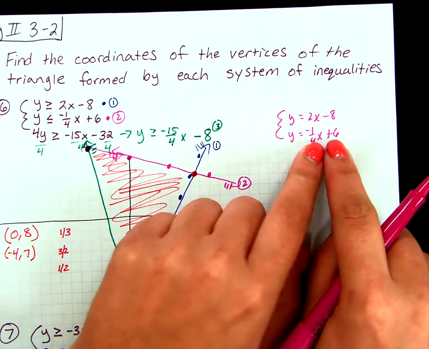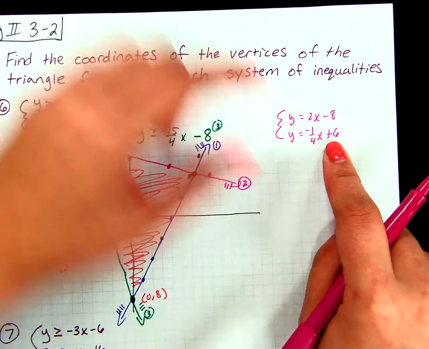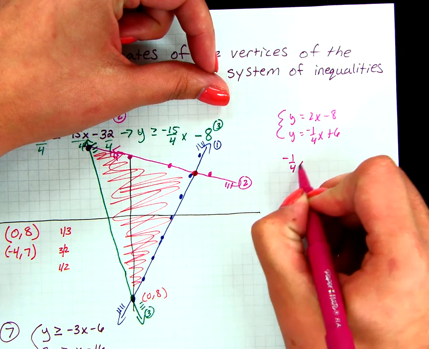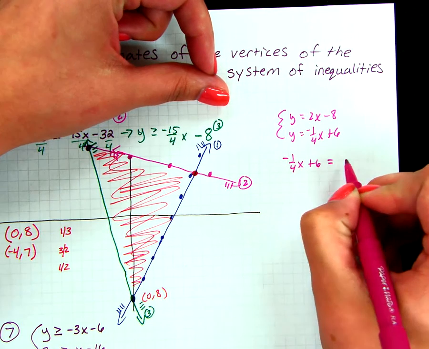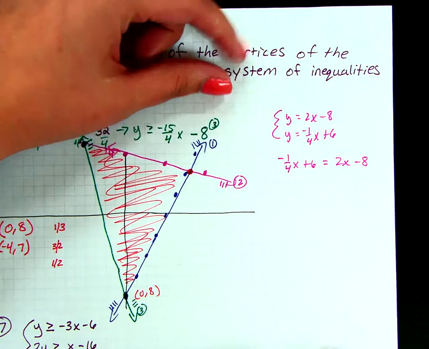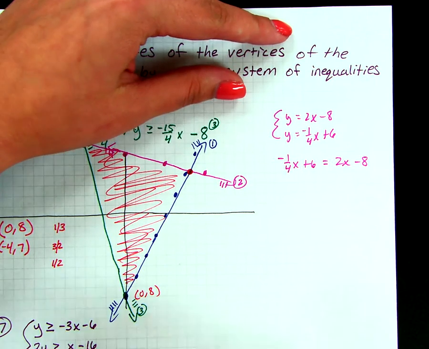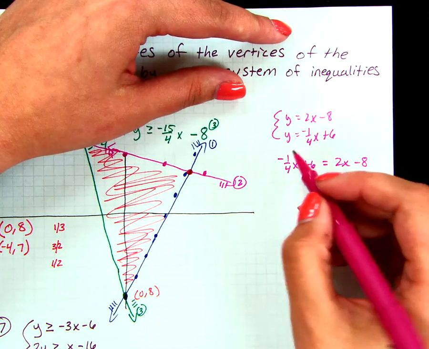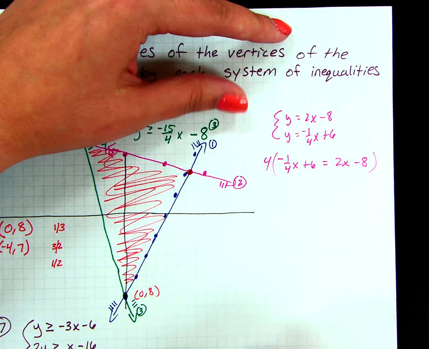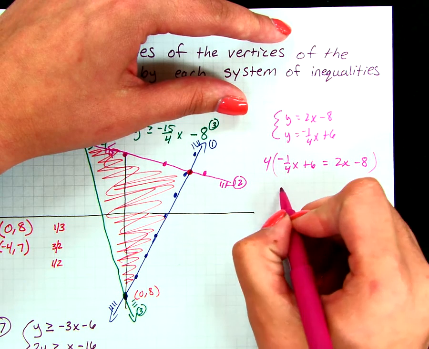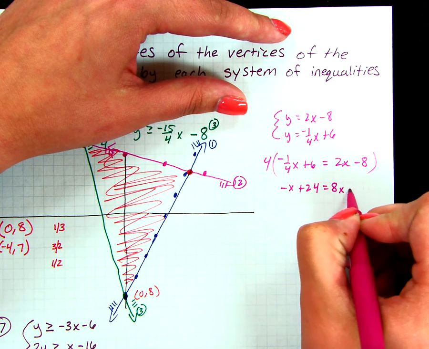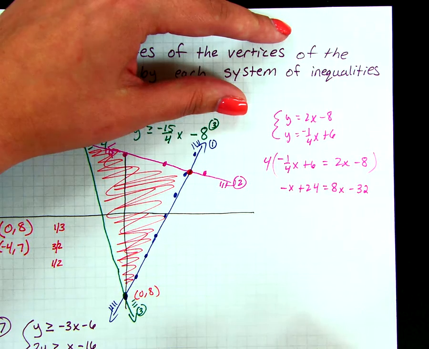So since they are both solved for y, we're going to use substitution. So I'm going to take this equation, and I'm going to substitute it into y. So that means that I would have negative 1/4 x plus 6 equal to 2x minus 8. So now we're trying to solve that. Now since we're solving, I don't really want to deal with my fraction, so I'm just going to multiply everything by 4 to get rid of my fraction. So that means that we would have negative x plus 24 equals 8x minus 32.